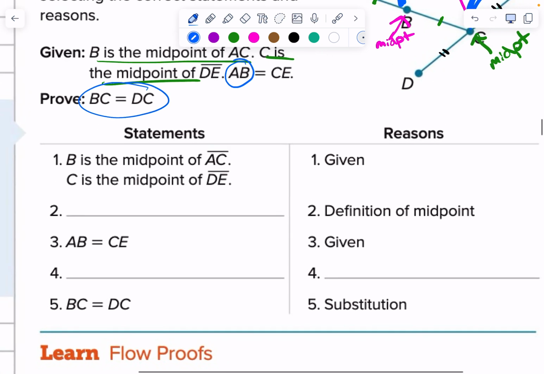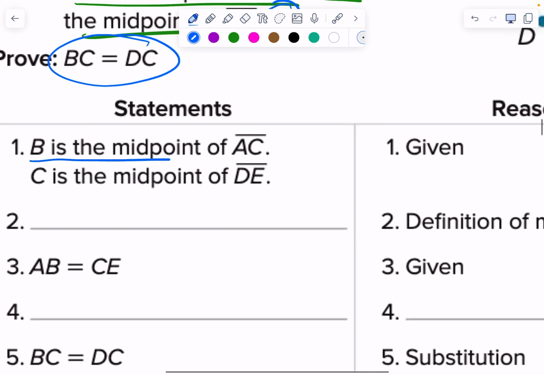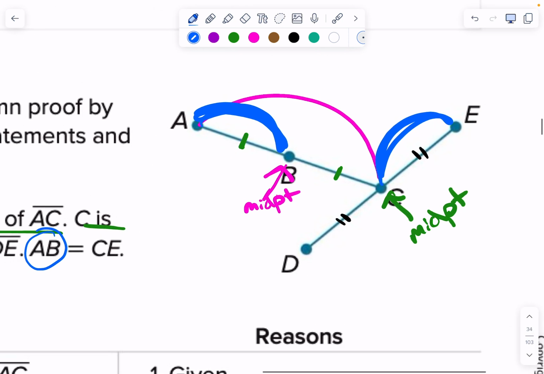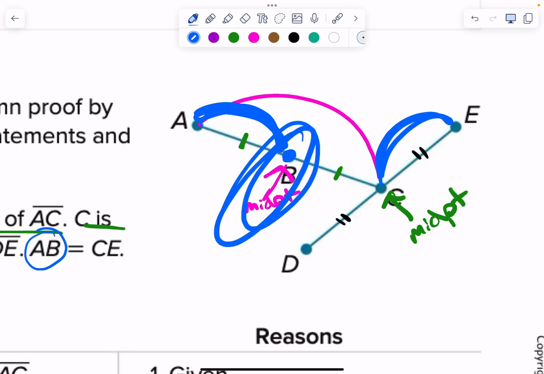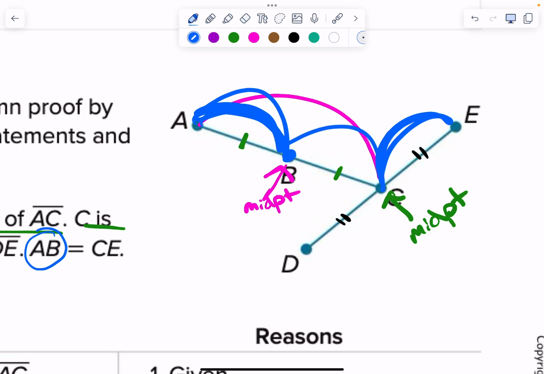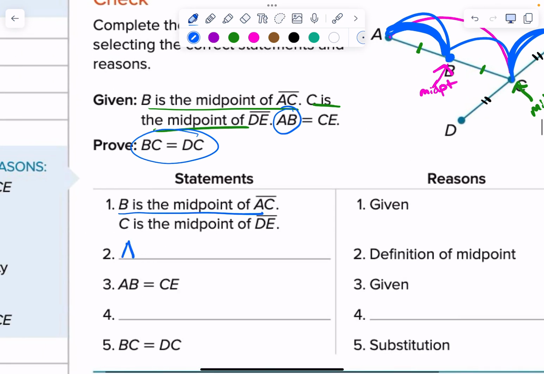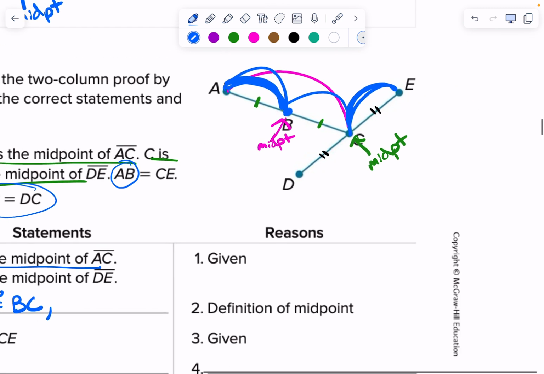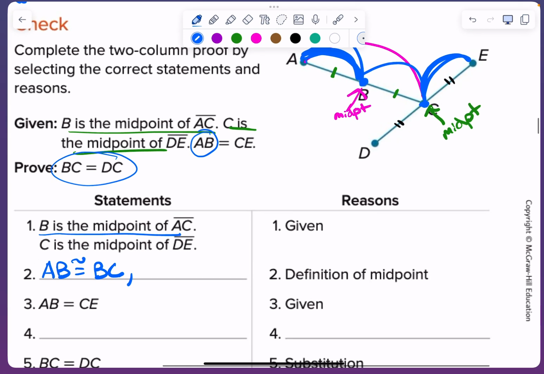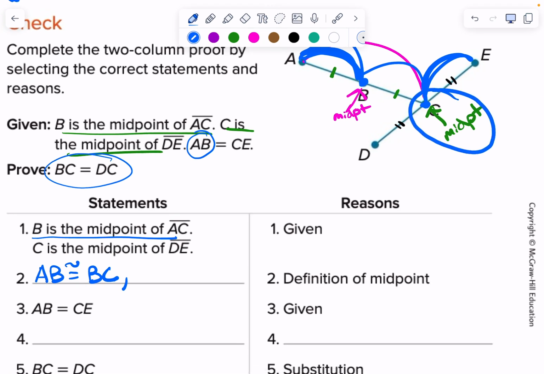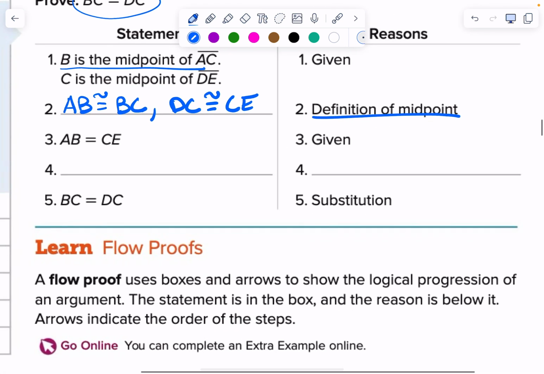Okay, so definition of midpoint. Here we go. Because B is the midpoint of AC, by the definition of midpoint, we've already marked it on our thing. We just have to write it down. Because this guy is the midpoint, I know that AB and BC are congruent. So I'm going to write that down here. AB is congruent to BC. Got it? Okay, if C is the midpoint from D to E, what else is true on that same line? If this guy is the midpoint here, DC is congruent to CE. By definition of midpoint, I know that that is true. Got it?